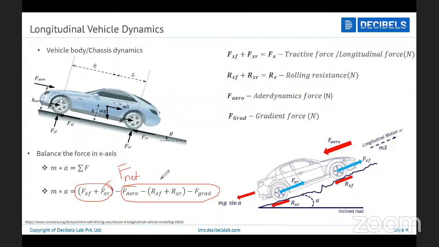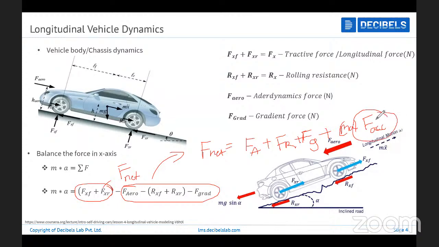But in the wheel-to-well analysis, we'll follow a different approach. That is F net equal to F aero, F rolling, F grade, plus the acceleration force, that is M into A, which is nothing but your acceleration. You might be thinking the acceleration force can't be against your vehicle motion.